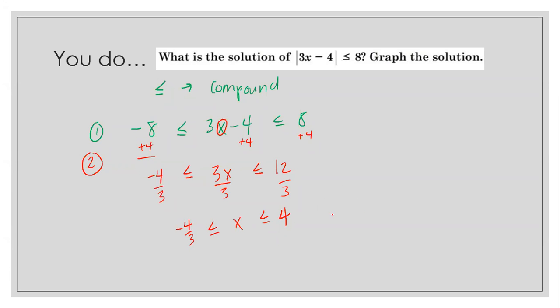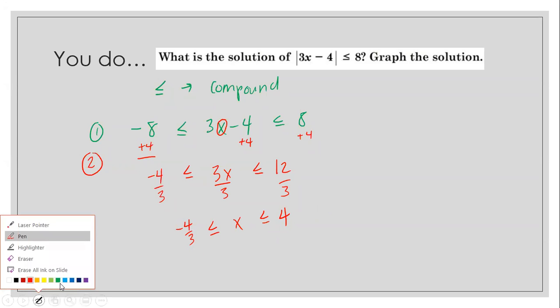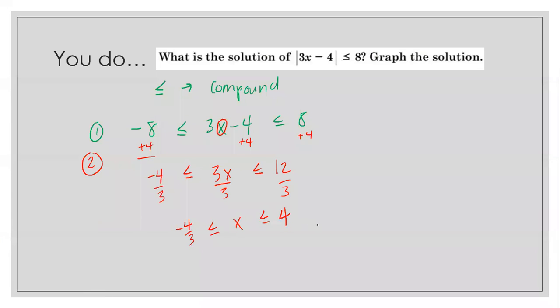And then I'm going to graph the solution. I'm going to put 0 somewhere. -4/3 is going to be a little bit more than 1. Here's my -1. And so I'm going to put -4/3 right here. And it's a closed circle because it's equal to. And then I'm going to graph 4 on the other side. It's a closed circle because it's equal to. And then I'm just going to connect them to represent my compound.